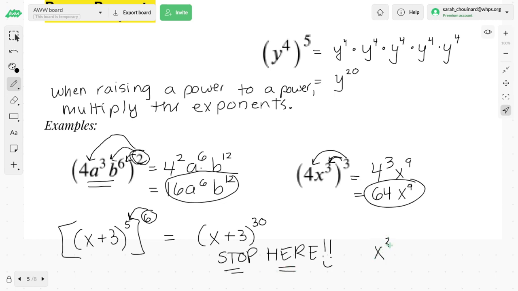Do not write x to the 30th plus 3 to the 30th. This is one of the things that makes math teachers the saddest. So don't do that.